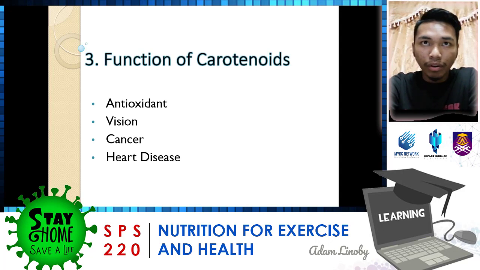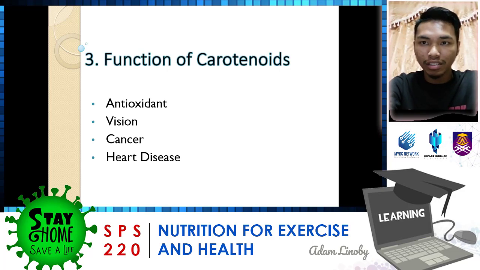There are 4 functions for carotenoids. The first is antioxidant, which prevents free radical damage. The second one is vision, in which lutein and zeaxanthin are linked to normal macular function. The third one is cancer, in which beta carotene and lycopene are believed to play a role in cancer prevention. And the last one is heart disease, in which a carotenoid and beta carotene rich diet is associated with a low risk of heart disease.